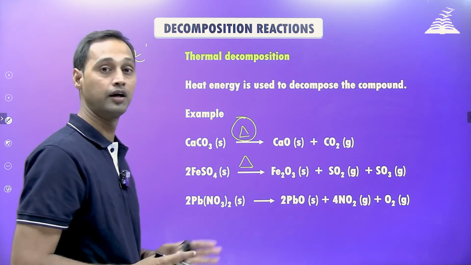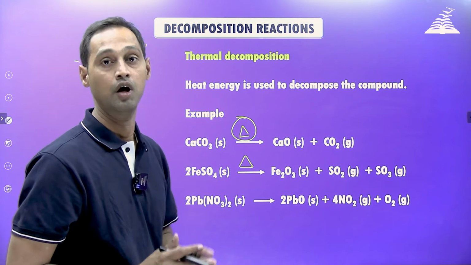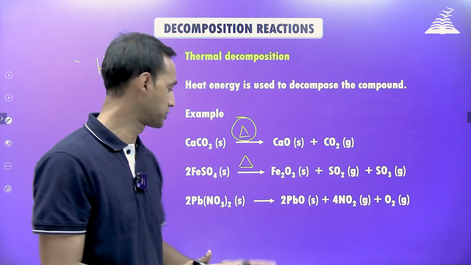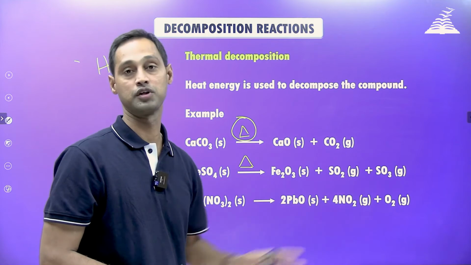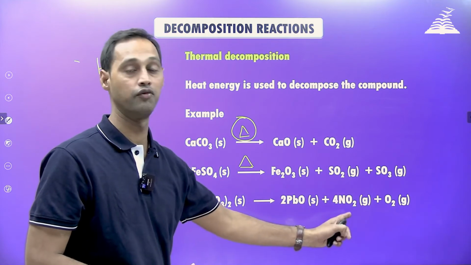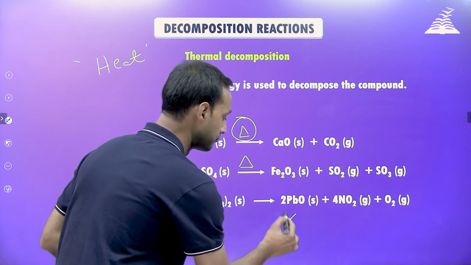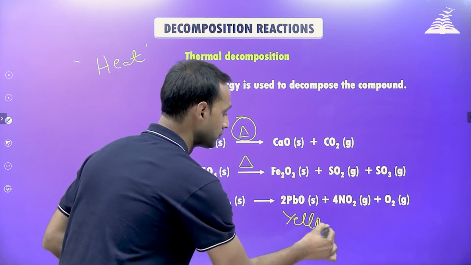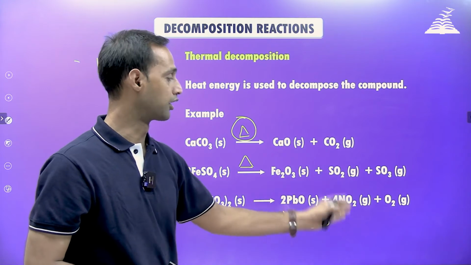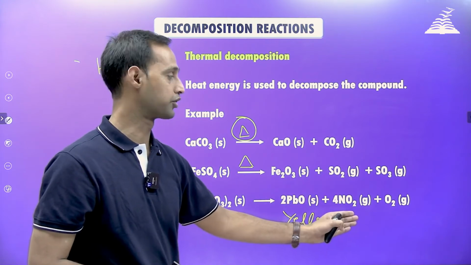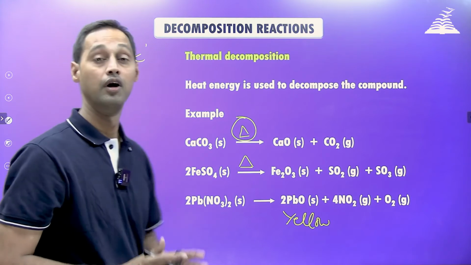And then lead nitrate, very important, decomposition of lead nitrate. What are the substances produced on decomposition of lead nitrate? Lead oxide, nitrogen dioxide and oxygen. Nitrogen dioxide vapors are found, brown vapors, and lead oxide in yellow color. Very important to remember. Lead oxide is yellow, nitrogen dioxide forms brown vapors, and oxygen gas is formed on decomposition of lead nitrate.